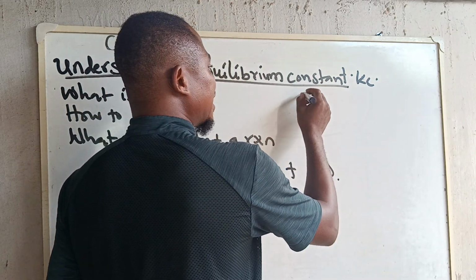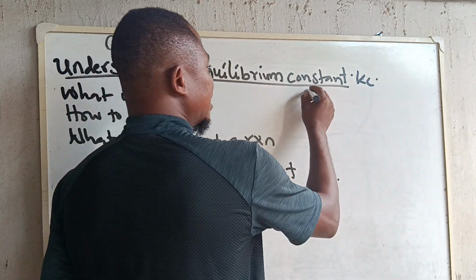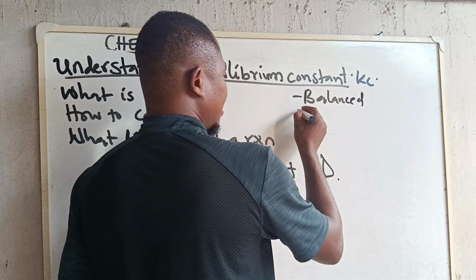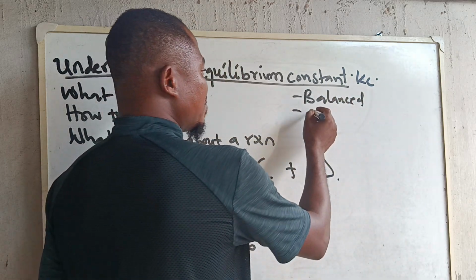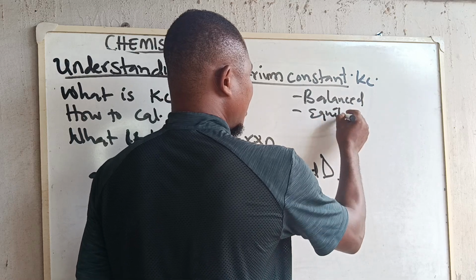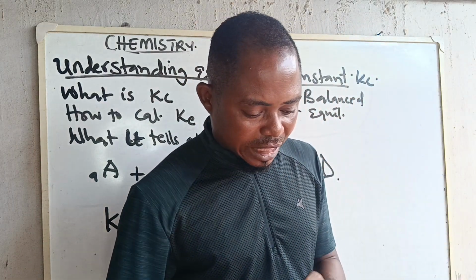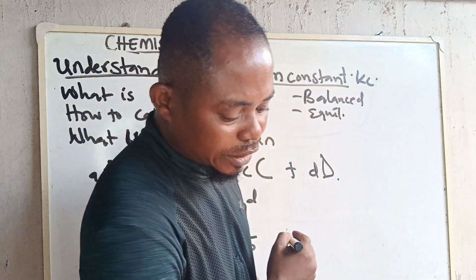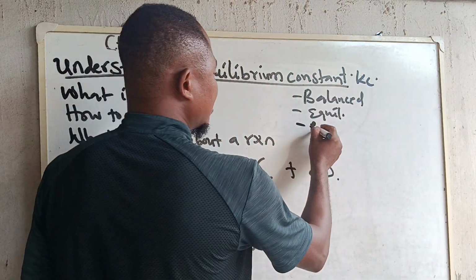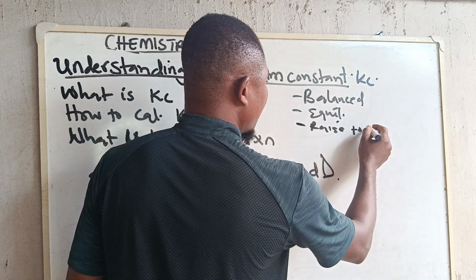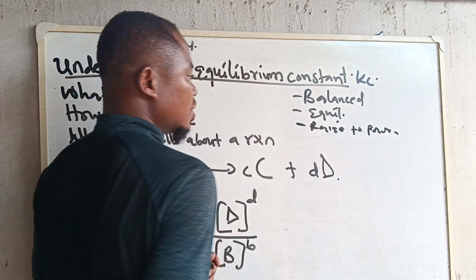Now, these are the key factors that you must remember. One, for you to write Kc, make sure that the equation is what? Balanced. Also, make sure that the system is in what? Equilibrium. You make sure that the equation is balanced, the system is in equilibrium, and make sure that you raise the concentration to the power of their coefficients. So this is what you need.